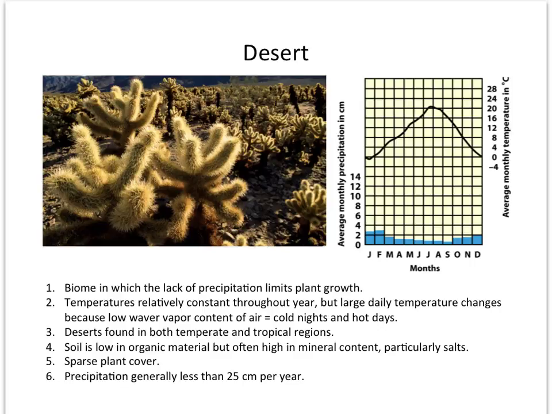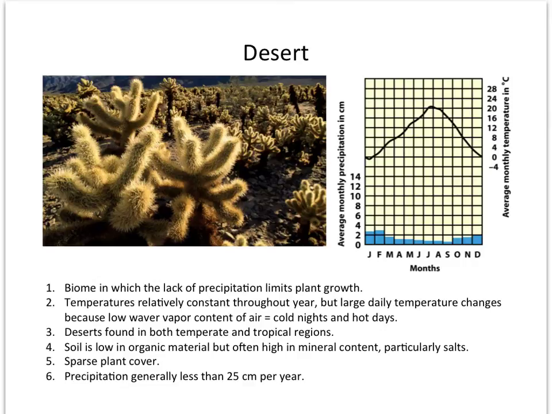The temperatures themselves during the day can vary widely, and at night it can become very cold, and the day it can become very warm. And that's because there's not a lot of water vapor in the air, and so you're not getting that buffering effect of the water in the atmosphere.